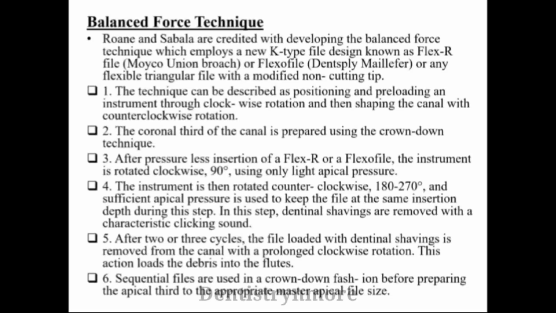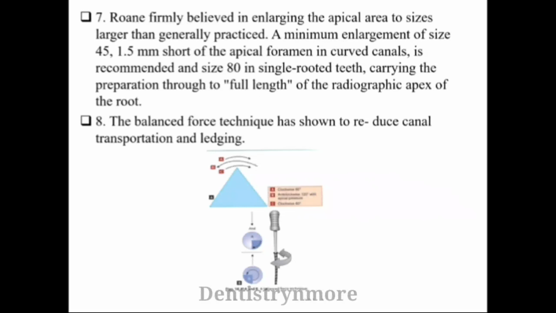After 2 or 3 cycles, the file is loaded with dentinal shavings. It is removed from the canal with a prolonged clockwise rotation. The sequential files are used in the crown down manner before preparing the apical third to the appropriate master file size. Lastly, it is firmly believed in enlarging apical areas to sizes larger than generally practiced. So a minimum enlargement of size 25, 1.5 mm short of the apical foramen in curved canals is recommended, and size 80 in single rooted teeth, carrying the preparation through the full length to the radiographic apex of the root.